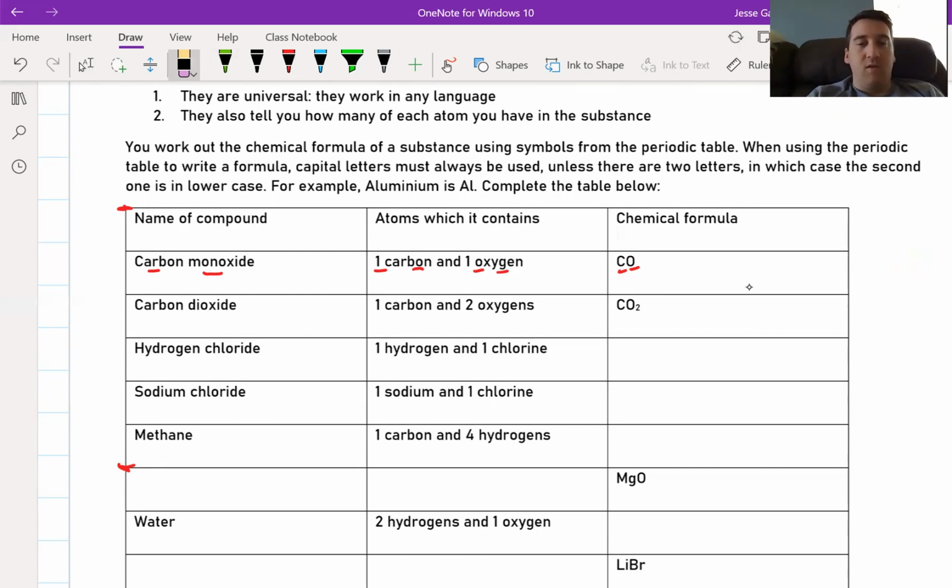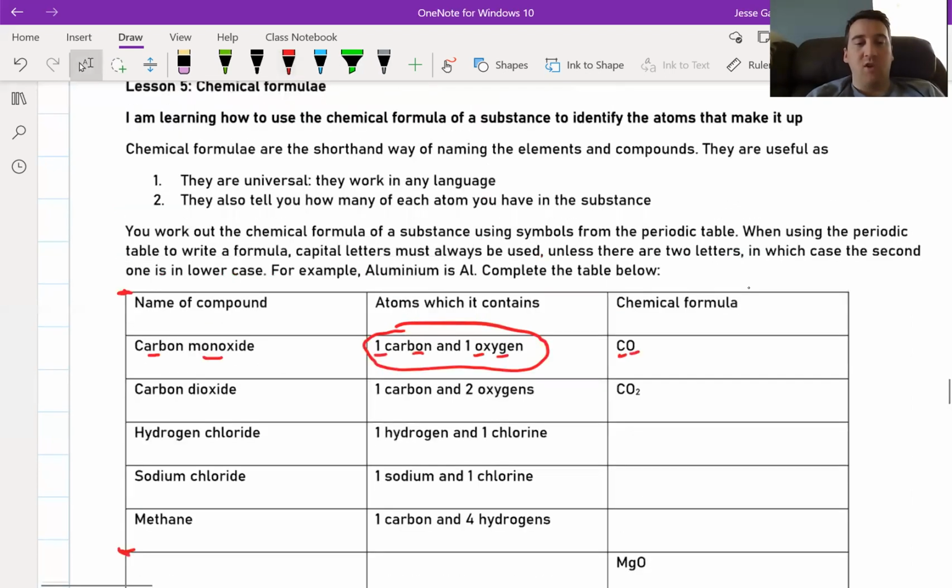As you can see, the second one is carbon dioxide. This is a very useful column to have here. And I want you to make sure that you do this anywhere where you see it blank. Write down which atoms and how many of each. So one carbon and two oxygens. So we write this like this, CO2. All right, so what I want you to do is do the next three: hydrogen chloride, sodium chloride, and methane. Okay, so you've got the name, you've got how many of each, so you have to write the formula. Pause the video and do those now.